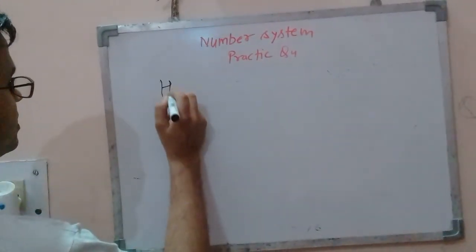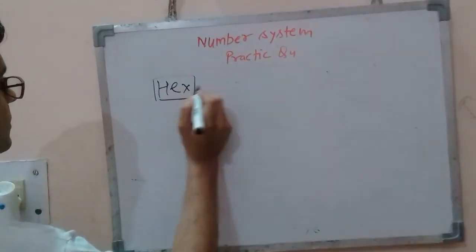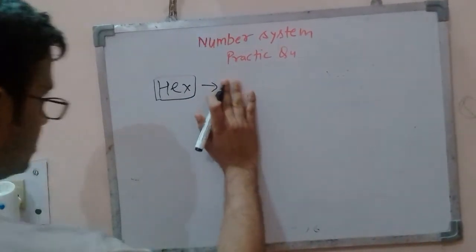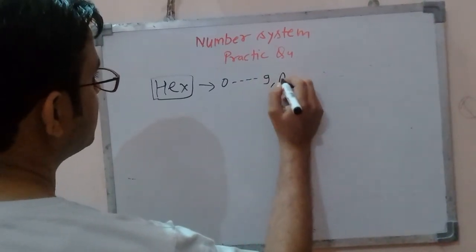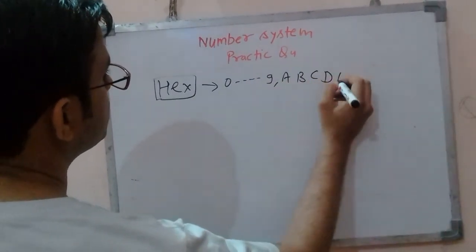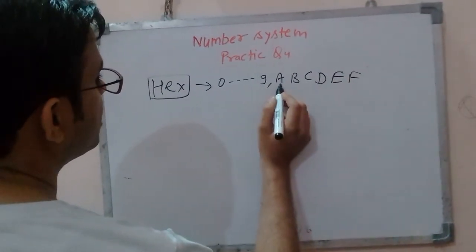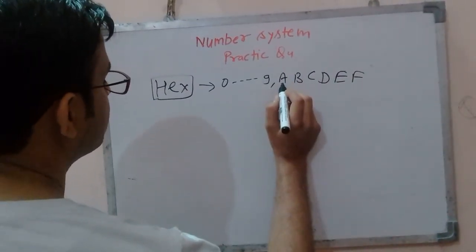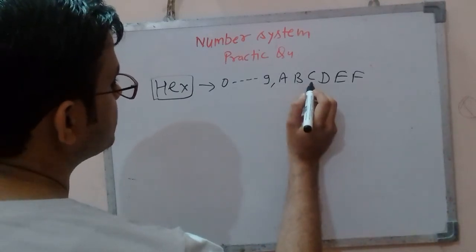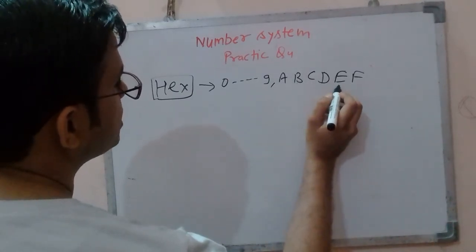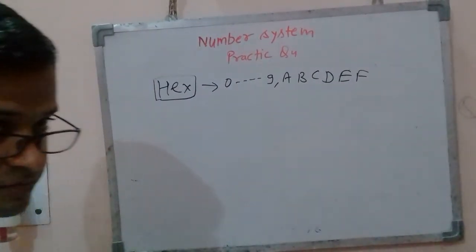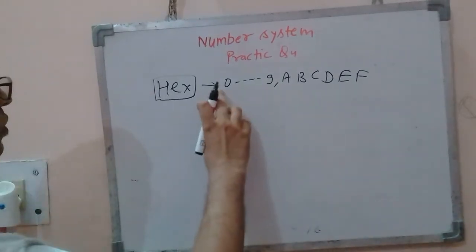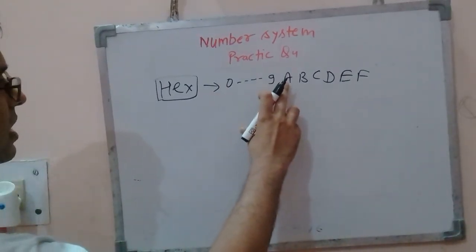Similarly, you can take any system. Suppose that we take the hexadecimal system. So in the hexadecimal number system, what are the different symbols? From 0 to 9, I told you, and then after that A, B, C, D, E and F. 10 is A, 11 is B, 12 is C, 13 is D, 14 is E and 15 is F. I told you this in my first video on number systems. So 0, 1, 2, 3, 4, 5, 6, 7, 8, 9 and then A, B, C, D, E, F.